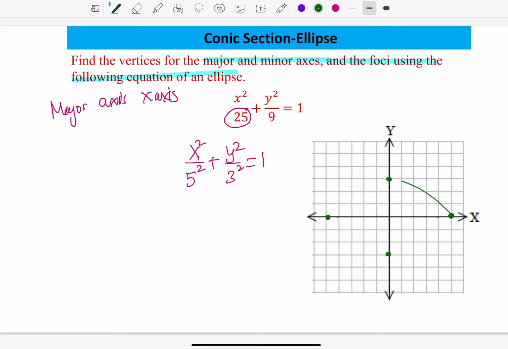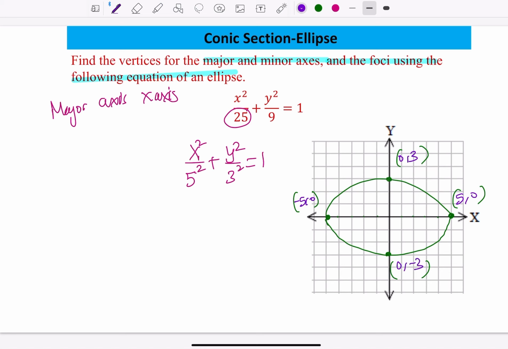We can connect these dots, and those would be our vertices along the major axis. So that would be 5, 0 and negative 5, 0. Co-vertices would be 0, 3 and 0, negative 3.